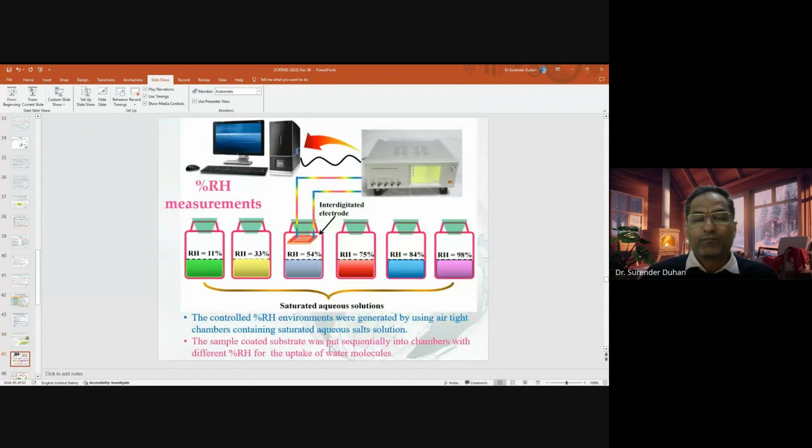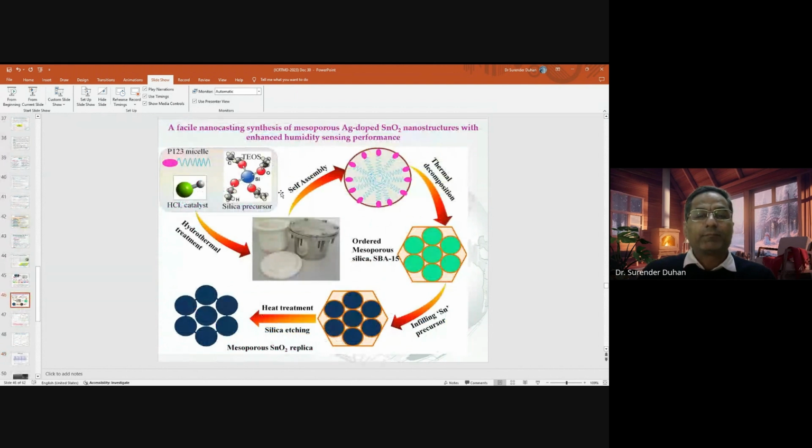The sample coated substrate was put sequentially into chambers with different RH percentages for the uptake of water molecules. This is the keyless source metal and this is PC. This is a facile nanocasting synthesis of mesoporous Ag-doped SnO2 nanostructure with enhanced humidity sensing performance. At this step, we prepare ordered mesoporous silica. After that, we remove this mesoporous silica and coat the tin on the surface of SBA-15. After that, we dope Ag in these channels and it becomes a mesoporous SnO2 replica.